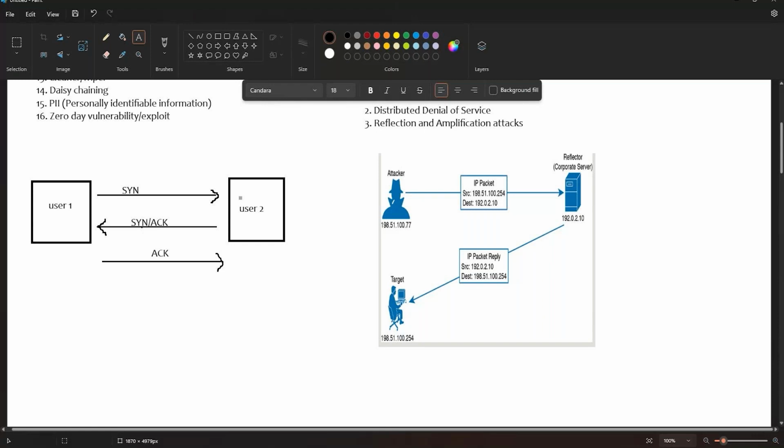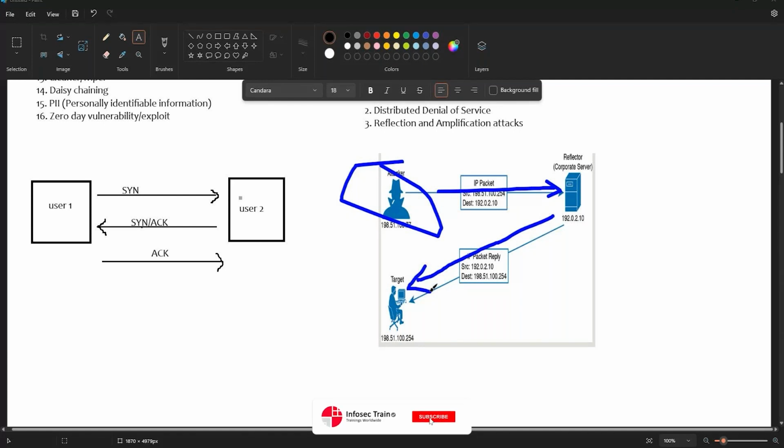Same like that, I'm sending some data. Being an attacker, I'm sending the data from my system, but I have spoofed the IP address of someone else. So I sent the request, the messages, to the corporate server. Now, where will the server reply back? It will reply back to the IP which was written in the source, 198.51.100.254, which is actually the IP address of this user. And that's how this user got attacked. This is a reflection attack.